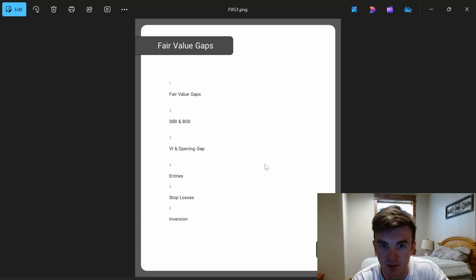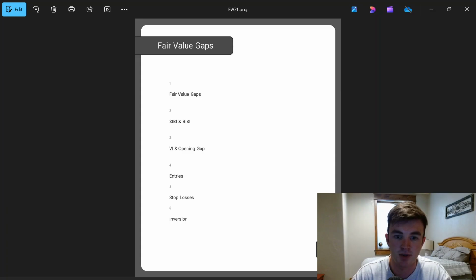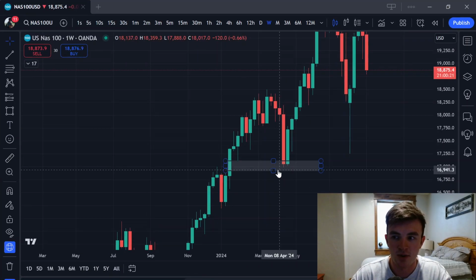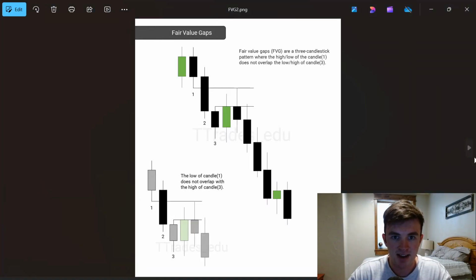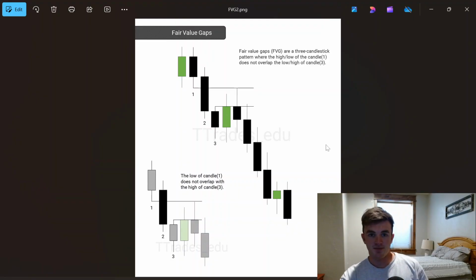Full credit for this PDF goes to T-Trades, but this is a really great PDF, so I figured that I would use it as an example. And I will also be showing examples in the charts as well. So let's take a look at exactly what a fair value gap is.